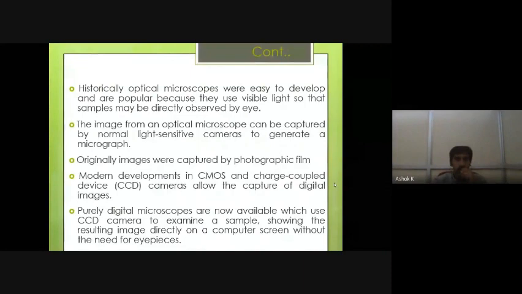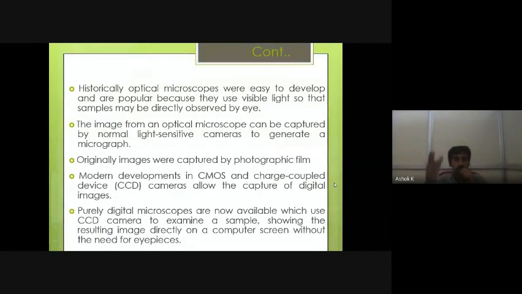The optical and the micrograph. Micrograph is nothing but the image. Image is otherwise called the micrograph. Originally the images were captured by photographic film. In olden days, in the 17th century, the images were captured on a photographic film.